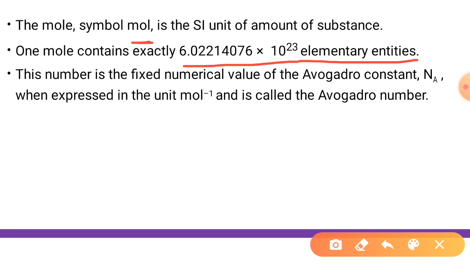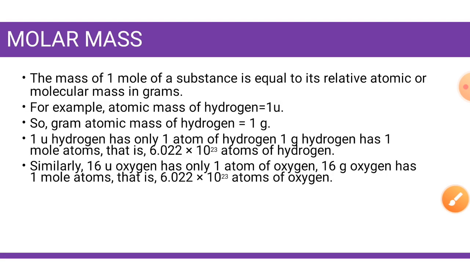Now this number is a fixed numerical value and we call it the Avogadro constant, and it is represented with the letter NA, just to honor a great scientist, Avogadro. So this number is called the Avogadro constant. Now students, let's move on and understand some other things.